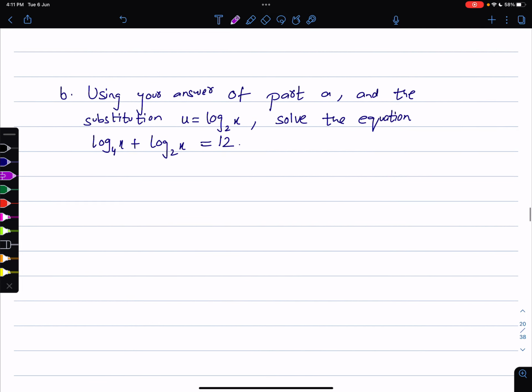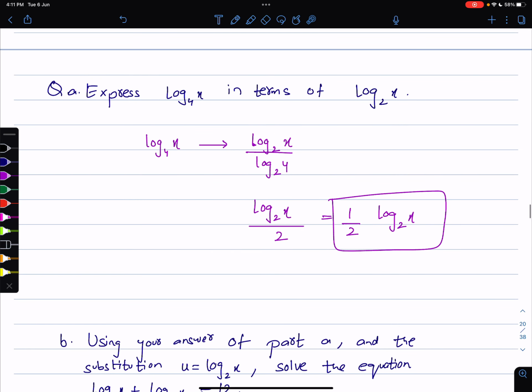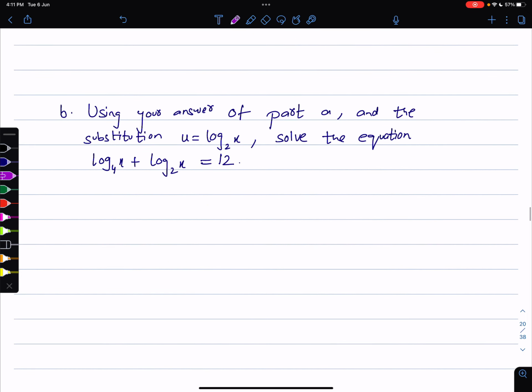Part B says, using your answer of part A and the substitution u equals log to the base 2 of x, solve the equation log to the base 4 of x plus log to the base 2 of x equals 12. Okay, so we already know that log to the base 4 of x is equal to half times log to the base 2 of x. So in part B, I can substitute this as half times log to the base 2 of x, and then we have plus log to the base 2 of x equals 12.